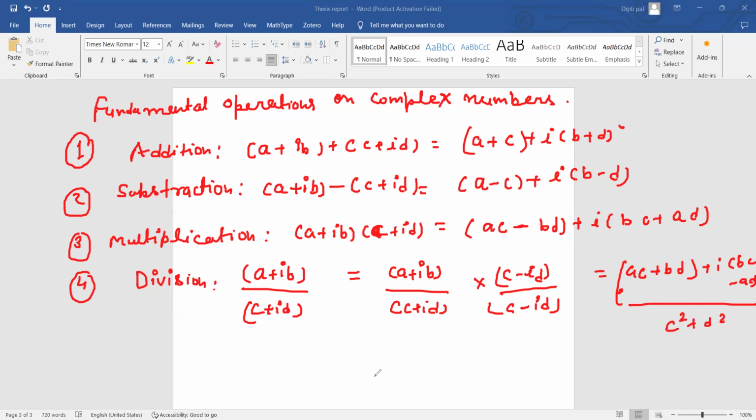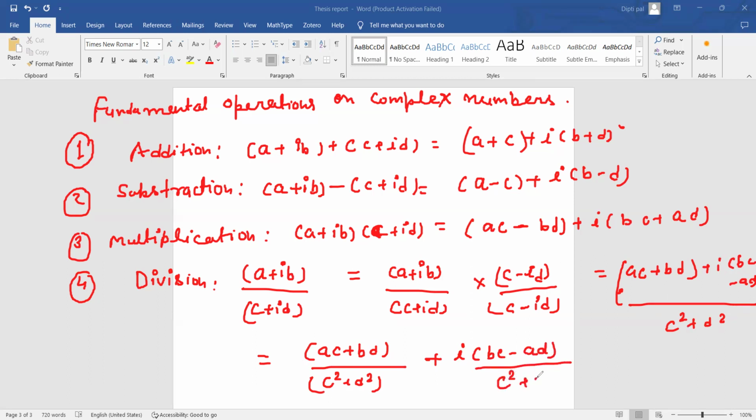So it will come AC plus BD upon C square plus D square, plus iota times BC minus AD upon C square plus D square. So these are the rules to add, subtract, multiply and divide any complex numbers.